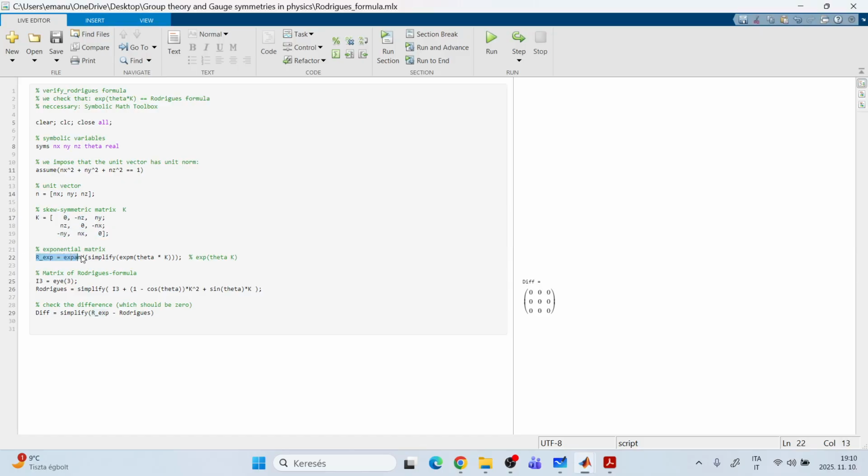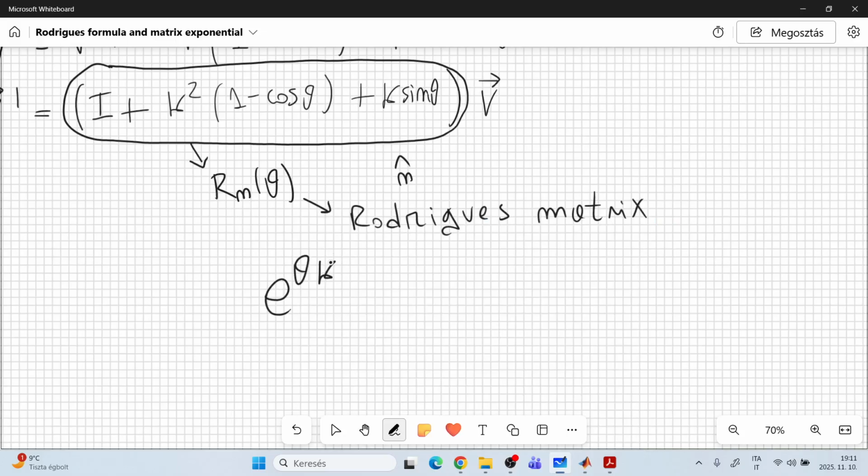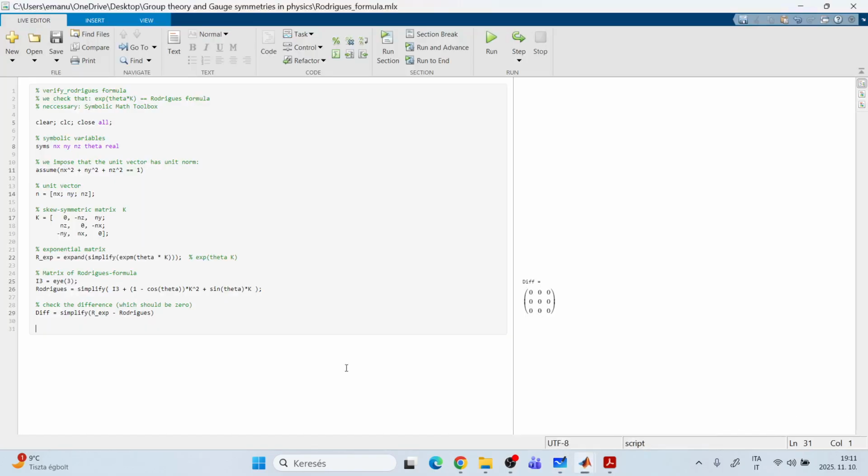I have also here, I'm calculating a matrix given by e to the theta k, and I'm doing it in MATLAB here. And then I calculate a Rodrigues formula like this. And finally, I do a difference. I take the difference between the matrix Rx and the Rodrigues matrix. And once we do the calculation and we take the subtraction, we can see that we obtain a zero matrix like this, which simply means that the two are equivalent.